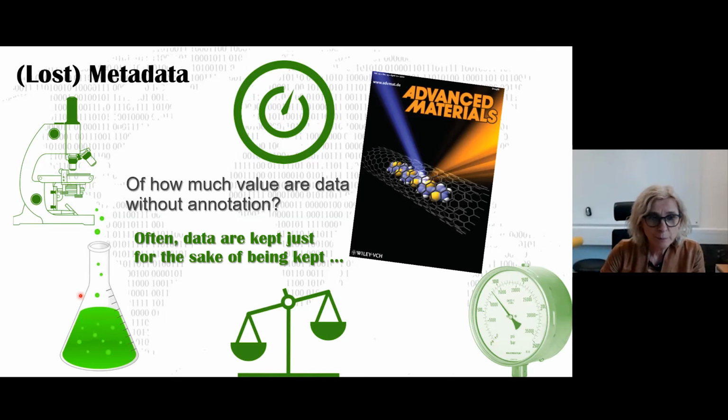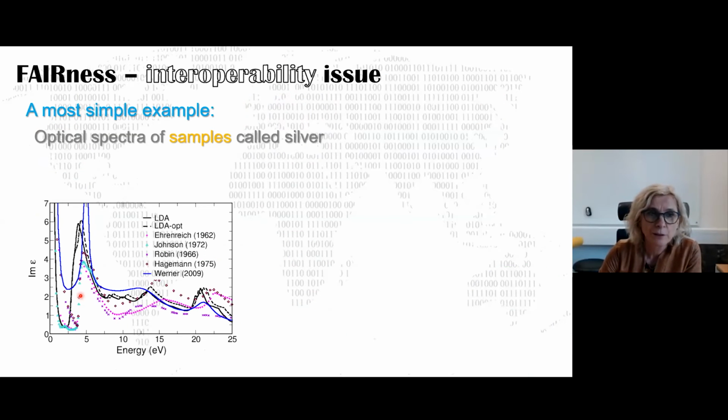So this is a very big issue, and this is a lot of work if you want to do it properly. The other issue concerns fairness, and in particular the I in FAIR. So interoperability is a particular issue, and I always show the same example, but I think it's really striking.